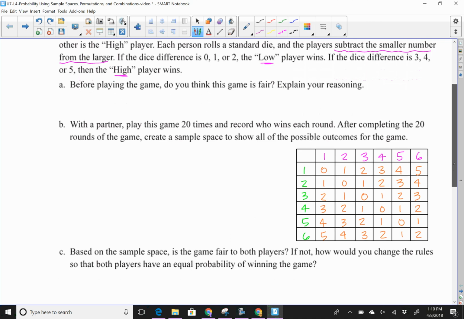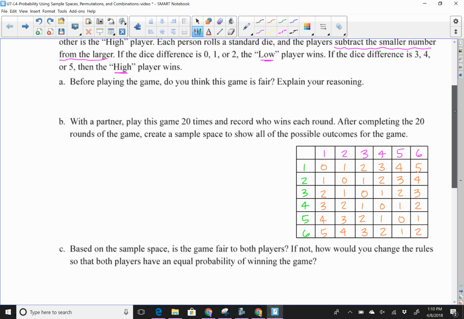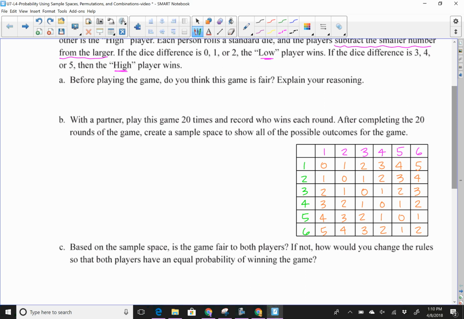And if you go down to the next question, it says, based on the sample space, is the game fair to both players? So basically, how do you know that's the sample space? Those are all the possible outcomes when you roll 2 dice. Now, if you're going to figure out who wins, the low or the high, a low player wins if you get 0, which is here.